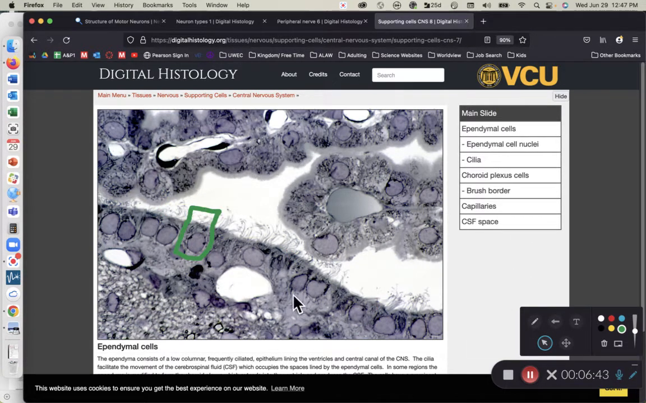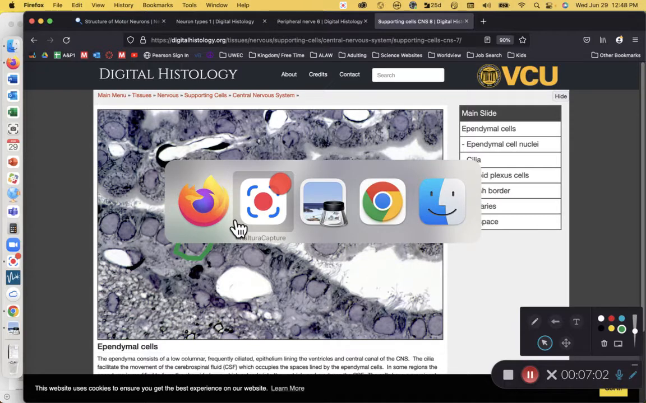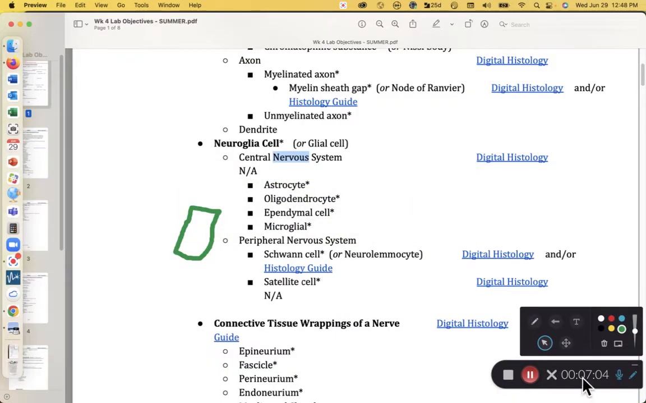So as we look at these ependymal cells, they kind of have a simple cuboidal arrangement, even though they aren't technically classified as epithelial cells. I also want to emphasize that they have cilia. So you can see those hair-like extensions. Those are the cilia of the ependymal cells. So those are our cell types, our neuroglia cells of the central nervous system.